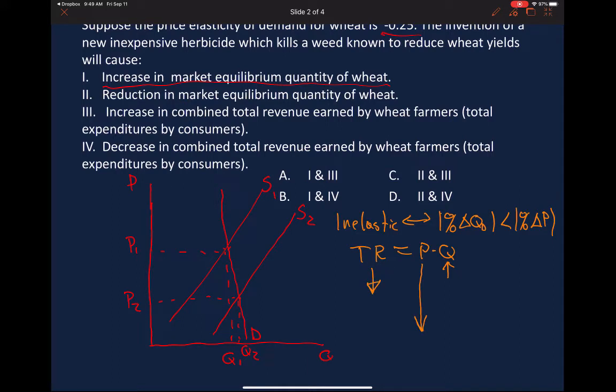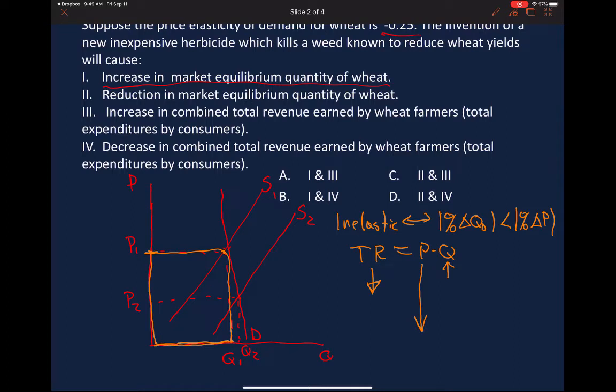Now we can also see this in the graph as follows. This rectangle right here represents total revenue 1. Why is that? The area of a rectangle is equal to height times base. And here the height is price 1 and the base is quantity 1. So we've got price 1 times quantity 1 is the area of that rectangle, or in other words, total revenue 1.